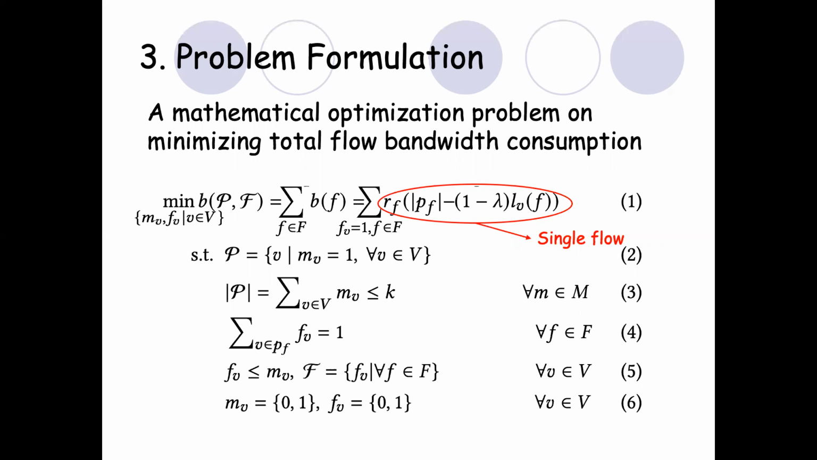And equation 4 requires that each flow be served by a middlebox once and only once. Equation 5 ensures that a flow can only use a middlebox on a vertex when there is one middlebox placed on it. And the last equation shows that each vertex can only place one middlebox or not place any middlebox. And each flow only needs to be processed by one middlebox.